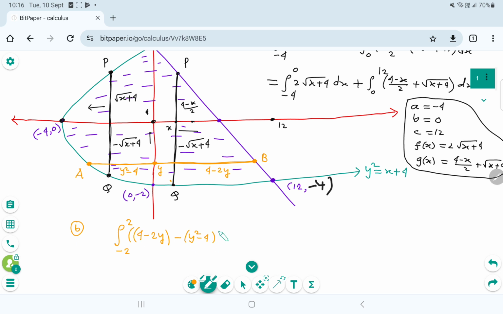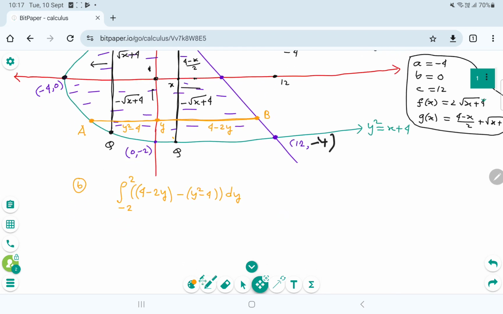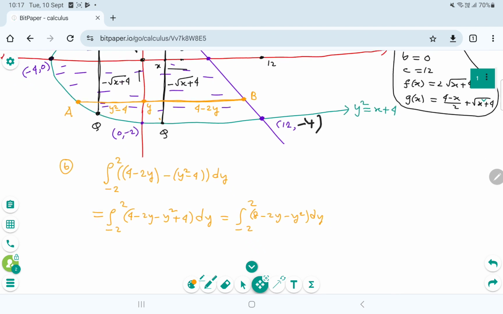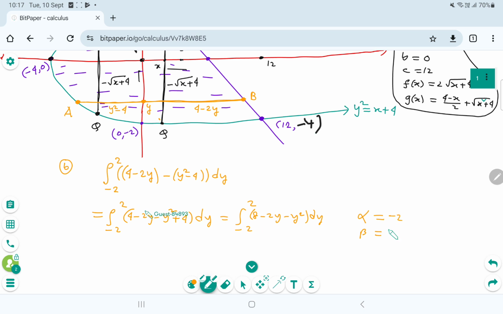dy. So after simplification we get the integral from negative 2 to 2 of 4 minus 2y minus y square plus 4 dy. So we get here negative 2 to 2, then this is 8 minus 2y minus y square dy. So for part B, alpha is negative 2 and beta is 2. Everything is right except this. This is not negative 2.